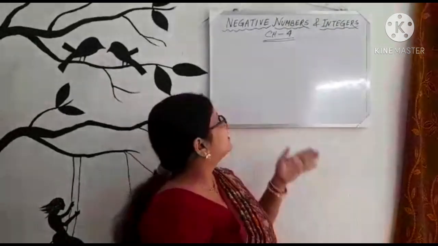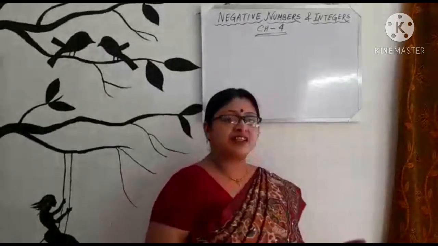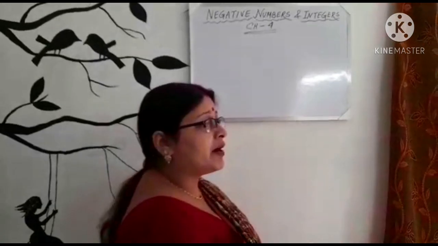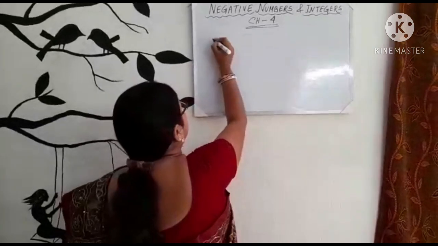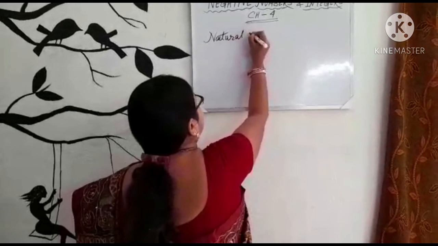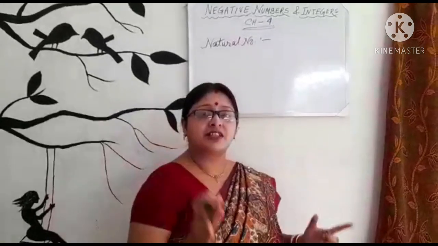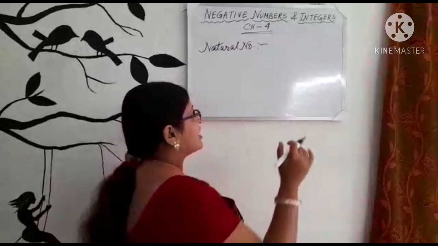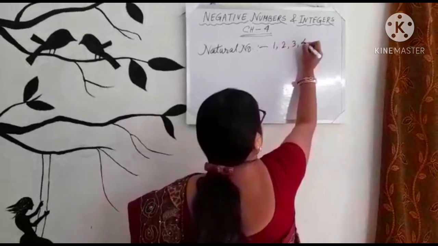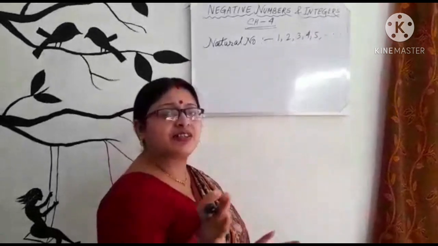Us a new chapter, that is negative numbers and integers. Before starting the main point, that is integers, at first we have to discuss natural numbers. What are natural numbers? Natural numbers are the numbers which start from 1, 2, 3, 4, 5 and so on. These are called natural numbers.